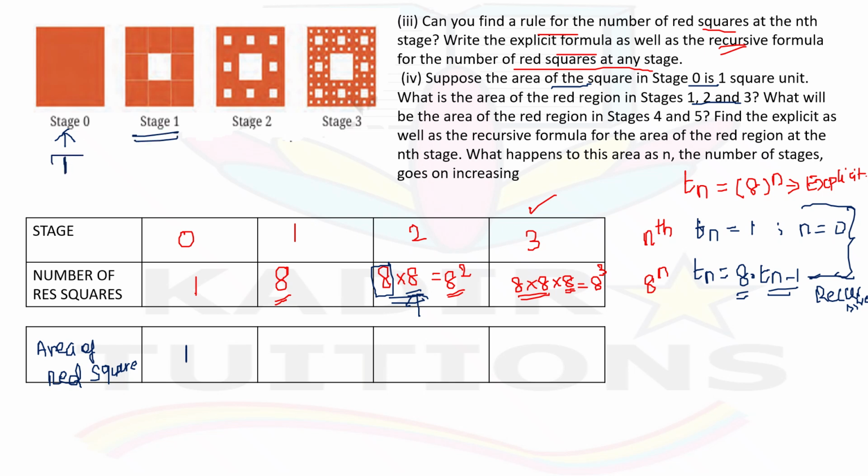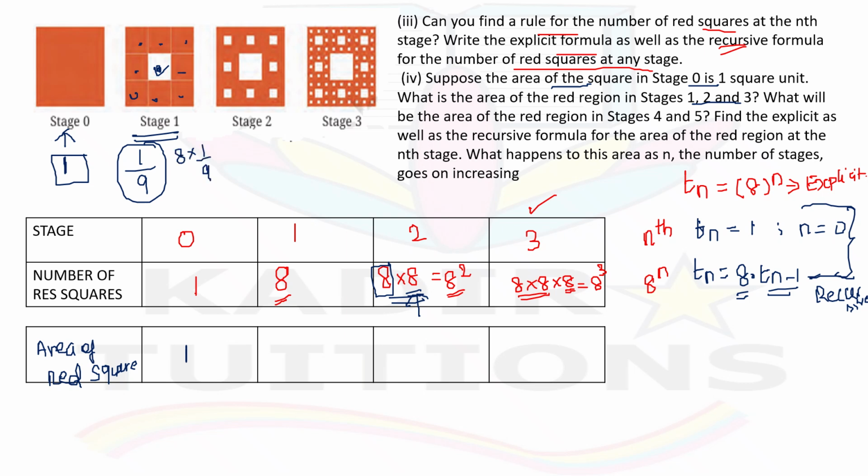So this 1 square unit is divided into how many parts? Totally 9 parts. Okay, so this is the area of each of the squares in stage 1. But over here we have totally 8 squares only. Including this we have 9 squares, but since we have removed it, we have totally 8 red squares. So I can write this as 8 into 1 by 9.